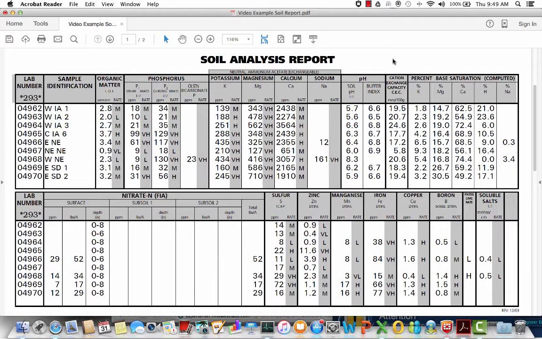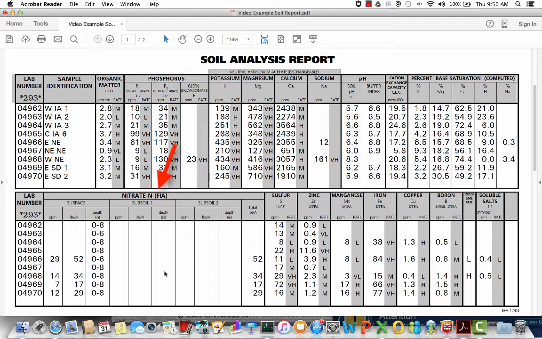So in the first two recordings we checked the top half of the report. Now we're going to move down here to the bottom half of the report. So let's start off with nitrate N. One thing to keep in mind when you're looking at the nitrate N analysis from Midwest Labs on the soil test reports is this is just measuring nitrate. We're not looking at any other types of nitrogen in the soil.